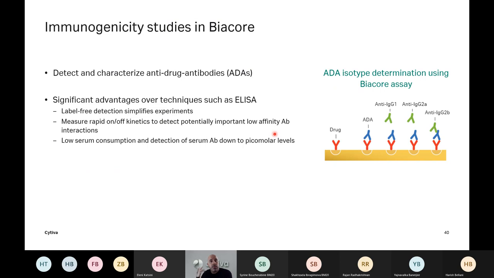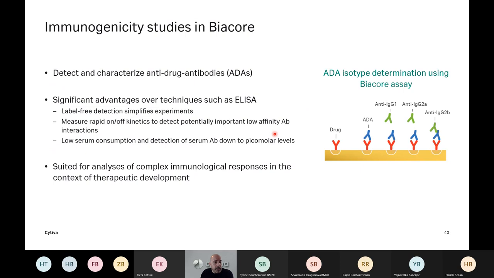And then, since we use very low volumes of samples, that means that we will consume very low serum or plasma volumes, which normally are precious. This kind of analysis is suited for analysis of even complex immunological responses in the context of therapeutic development. People working in therapeutic development need to test the immunogenicity of these molecules in the body, and we can also identify ADAs in the presence of a drug with Biacore systems.